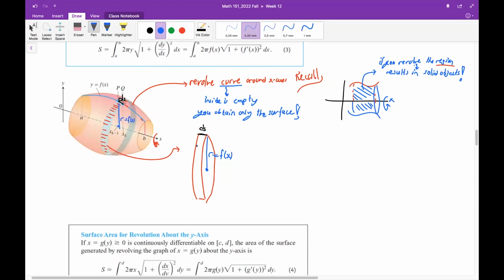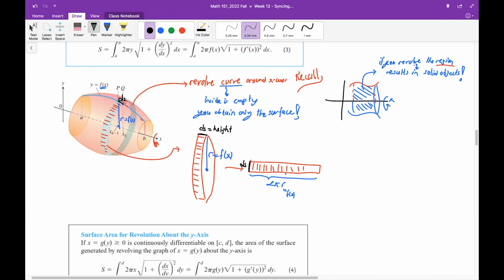Now I can express the surface area of this cylinder, of this strip. How can you do that? You just cut it up and open it up like this. After cutting it, you obtain something like this. And the circumference of it, this part, since the radius is f of x, it is 2 pi r, where r is given by your function, as you can see. The radius is given by the curve. And what is this part? This part is the height of it, right? The ds corresponds to the height of your cylinder.